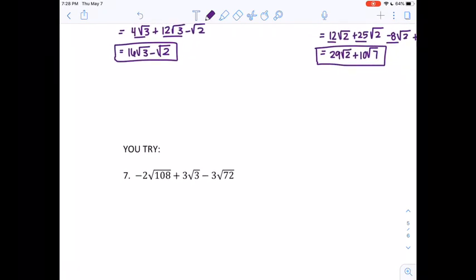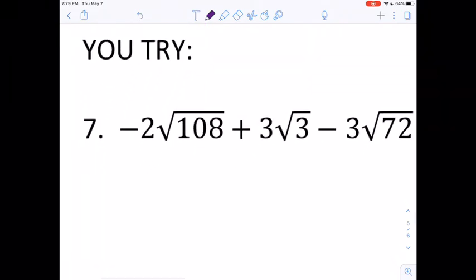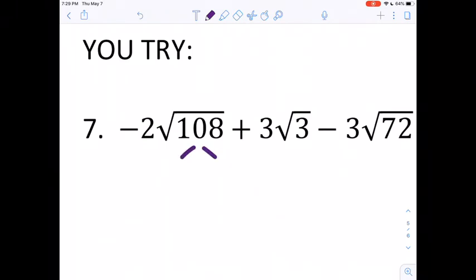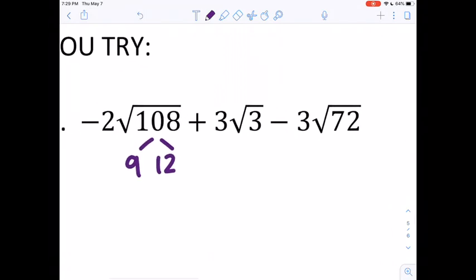Okay, so pause this, do the you-try, make a self-check, and then come back and check your work with mine. So the square root of 108, some of you might not have been able to find the biggest one. Let's say you made it into 9 and 12. That's okay. I'll show you what to do from here.